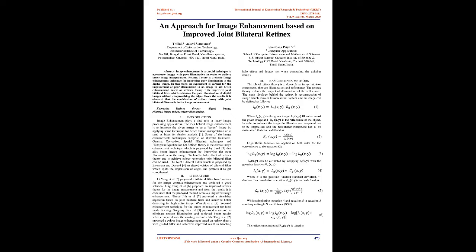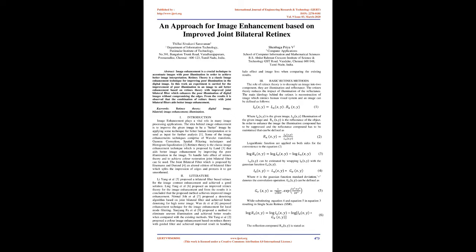In this work, an experiment is carried out for the improvement of poor illumination in an image to aid better enhancement based on Retinex theory with an improved joint bilateral filter, which enhances the poor illumination of digital images without compromising the edges. From the results, it is observed that the combination of Retinex theory with joint bilateral filters aids better image enhancement. Keywords: digital image, Retinex theory, bilateral, image enhancement, illumination.